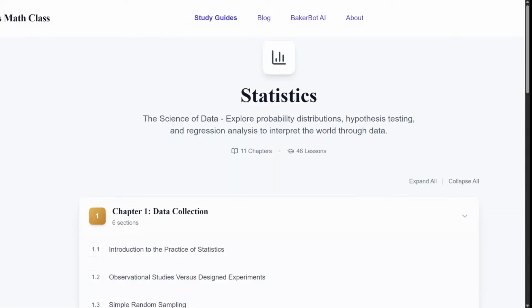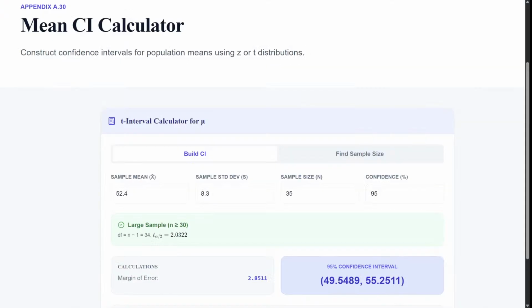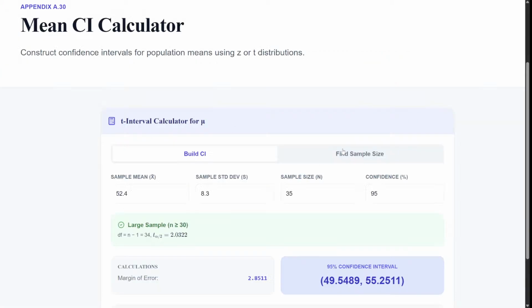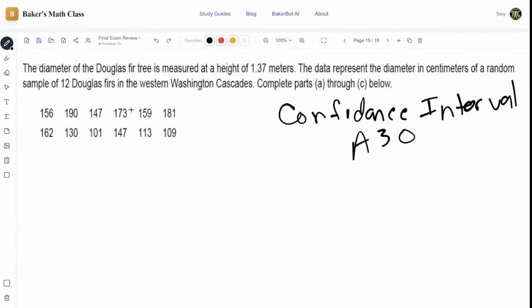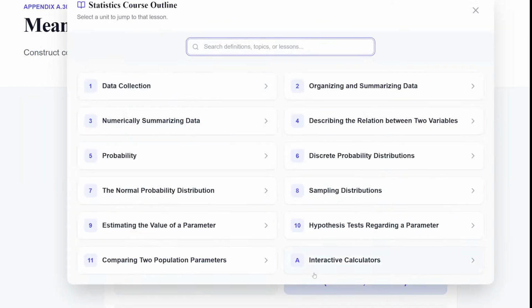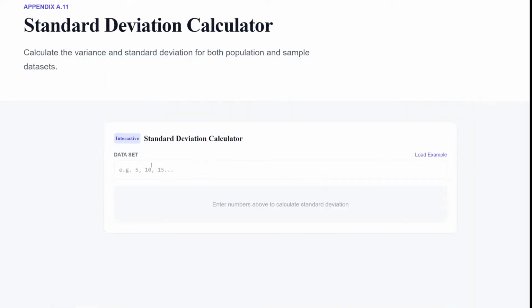So it is A30. We want a 95% confidence interval for this. The first thing you're going to have to figure out is the mean and the standard deviation of the sample data. For that, we need to use the standard deviation calculator, which was A11.